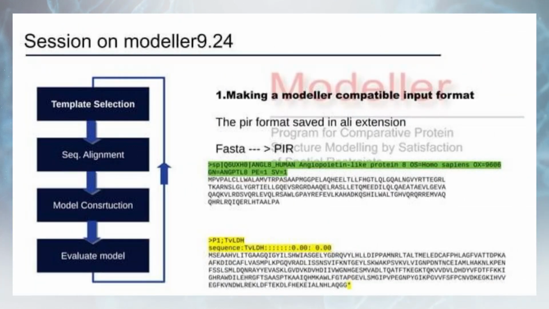So, the second step in making a Modeler-compatible input format is to convert the FASTA file into a PIR file. Converting a FASTA file into a PIR file is a very simple technique of taking up the same format and doing the alignment, that is, a right-handed angular bracket, then alphanumeric characters and information about the sequence, and then the amino acid sequence with a star. We can see at the bottom in yellow that the last line ends with a star.